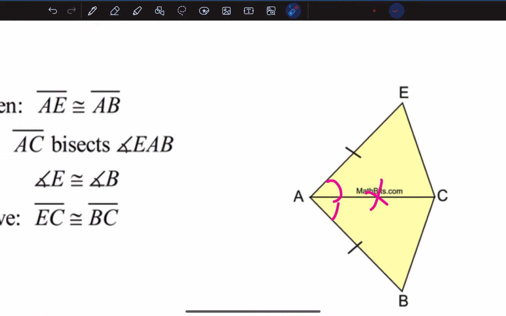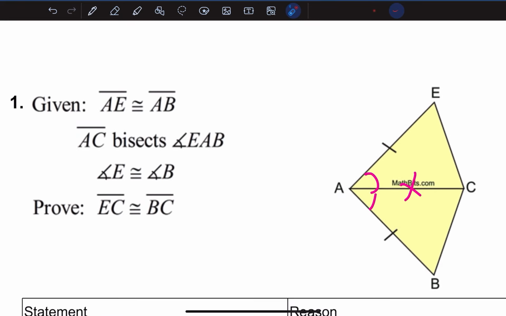So for number 1, they say that AE is congruent to AB. So they have it marked. AC bisects angle EAB. So we're going to have a pair of congruent angles, as well as E is congruent to B. And you can also say reflexive as well.